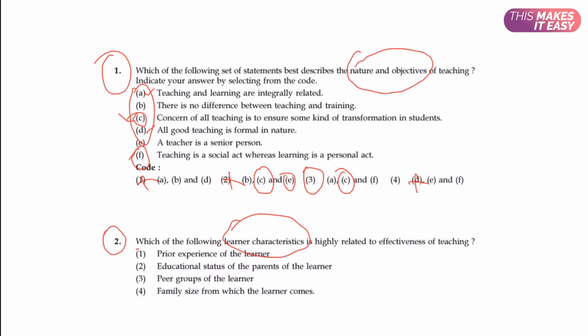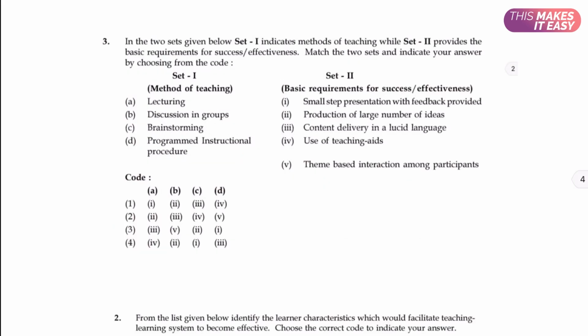Family, from which the learner comes, has very small impact on effectiveness of teaching. So the first option is highly related to the effectiveness of teaching: the prior experience of the learner. Again, as I discussed earlier, here you might contradict with UGC, but this is the answer UGC gives. Similar kinds of questions might be repeating next year, so you should be aware of this answer.